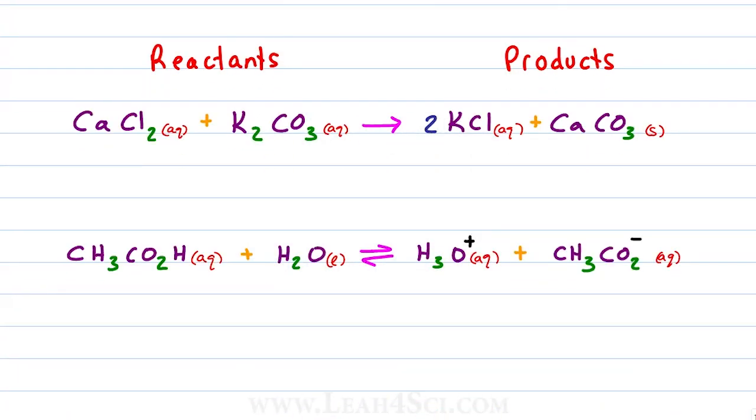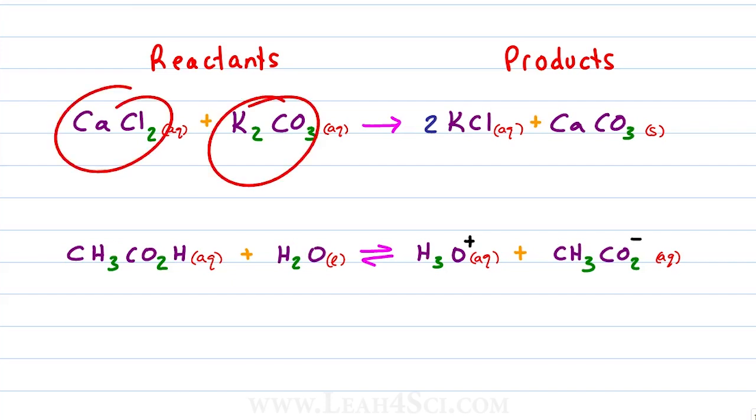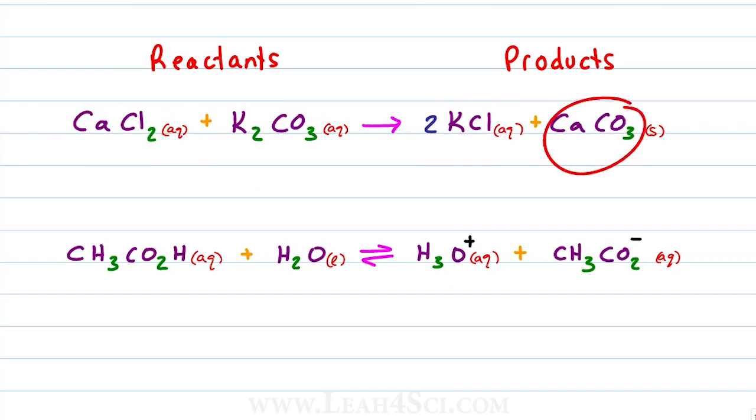In our precipitation reaction, you'll notice that calcium chloride and potassium carbonate are both aqueous, to form potassium chloride, which is aqueous, and calcium carbonate, which is solid. In our acid dissociation reaction, we have aqueous acetic acid dumped into a liquid solution of water, and when that happens, the acid dissociates to give us the aqueous hydronium ion and an acetate, which is an aqueous conjugate base.